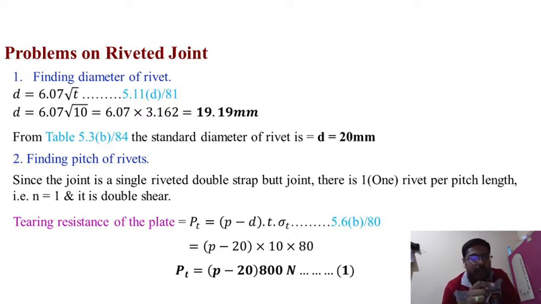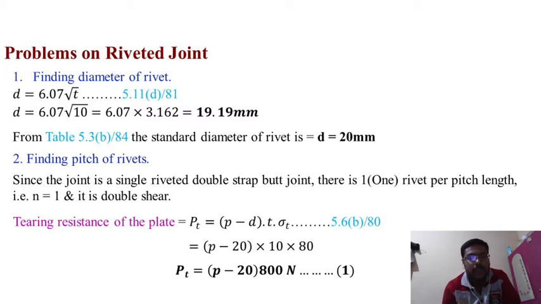Then note down here. The tearing resistance of the plate is equal to P_T is equal to (P minus d) into thickness into sigma_t. This is equation number 5.6b, page number 80 from the data handbook. Collecting from the equation, write down here and substitute the available values and find out the tearing resistance.